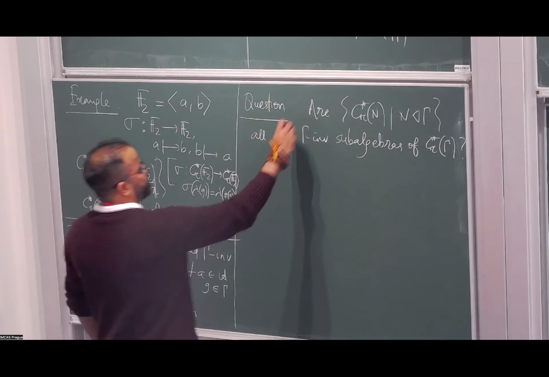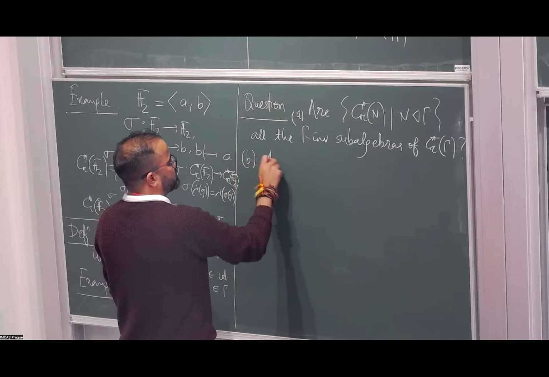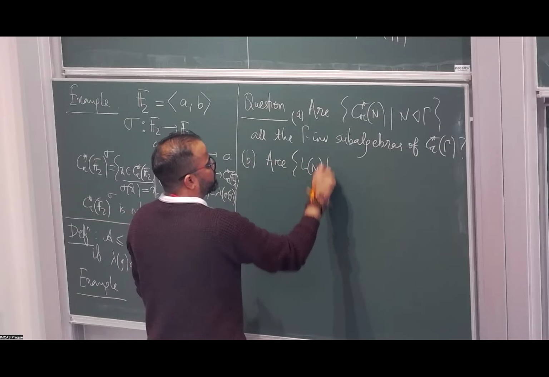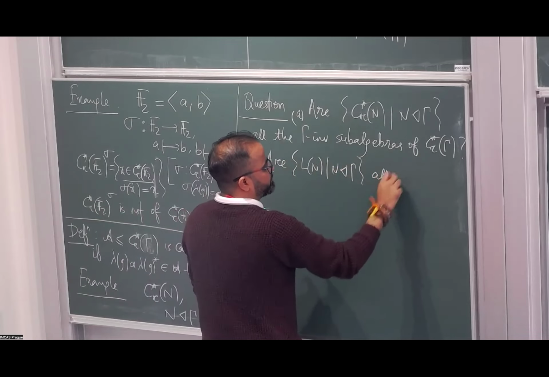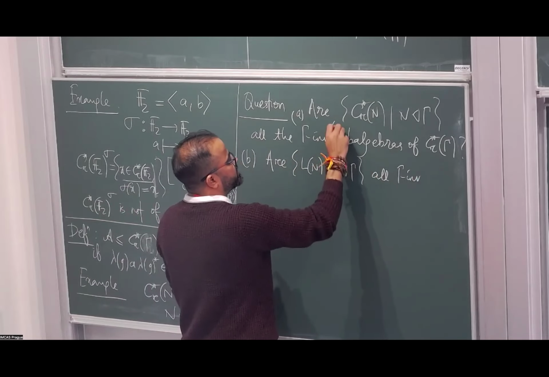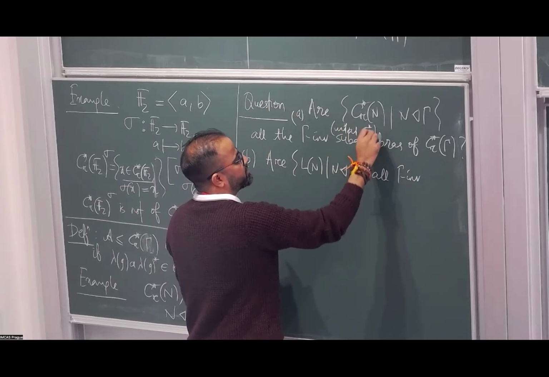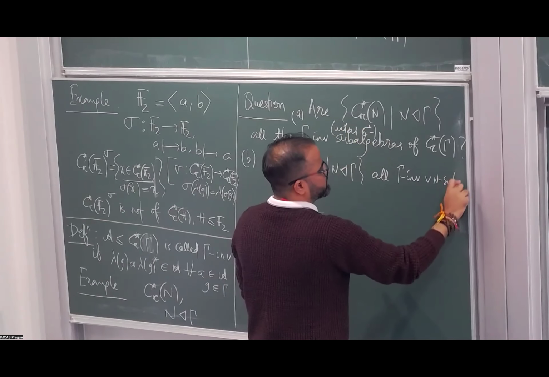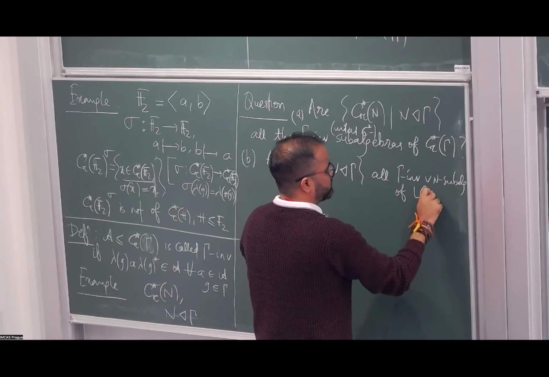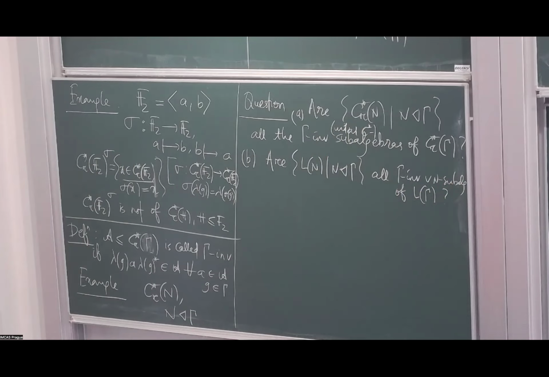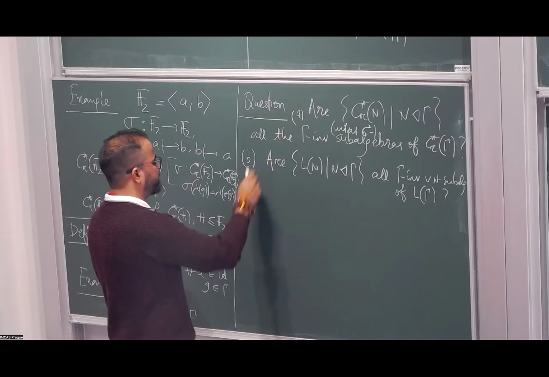Of course, I can ask the question in the von Neumann algebraic setup as well. So when I say subalgebras, I mean here unital C-star subalgebras and here all von Neumann subalgebras. Okay, this is the first question that I'm asking.